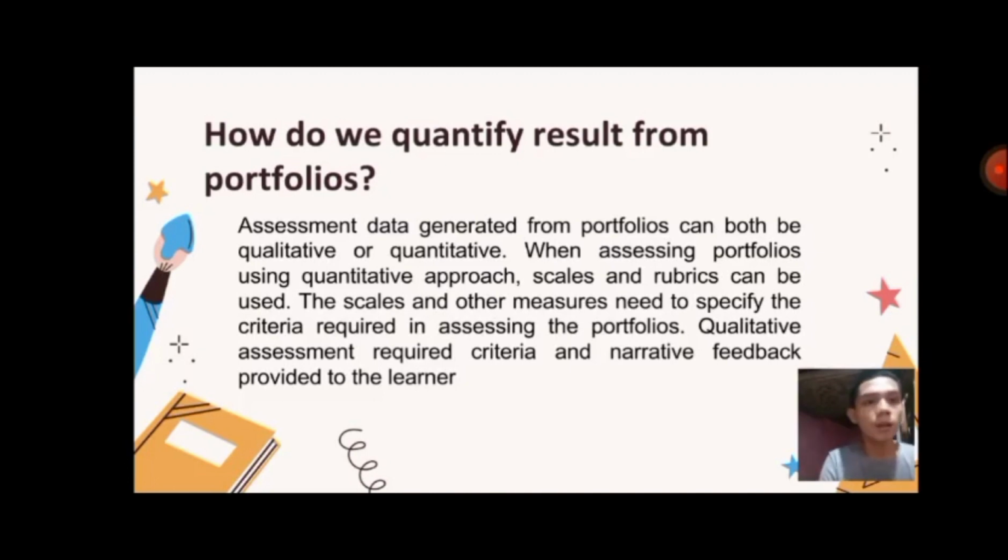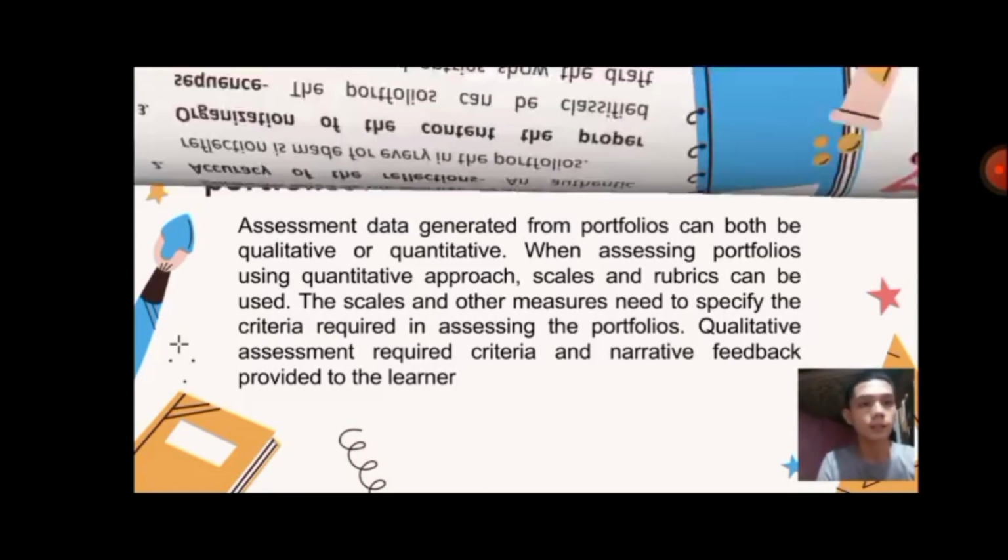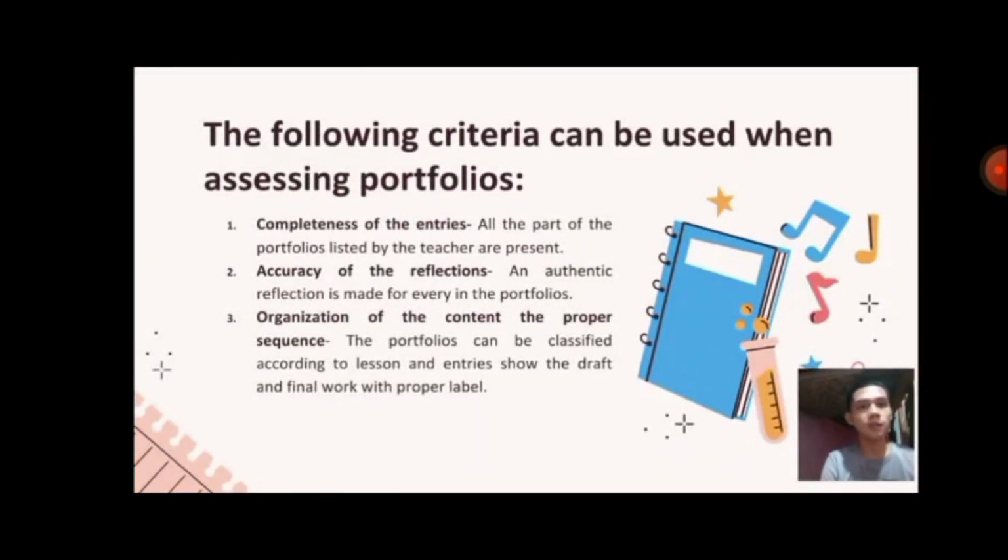And the qualitative assessment has required criteria or narrative feedback provided to the learner, which is more on the words that can be given to the students or learners. That's the difference between quantitative and qualitative. Okay, so we're going to proceed. Next slide. The following criteria can be used when assessing portfolios. These are three that can be used in assessing portfolios.